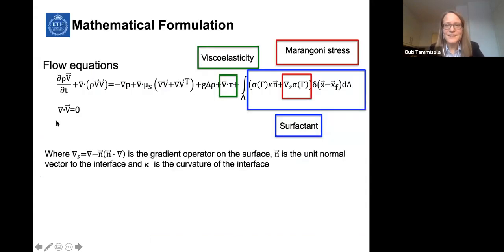Okay, so now a little bit about the flow equations that we are solving in this case. So now we have again incompressible Navier-Stokes. We have again a viscoelastic contribution here, the extra stress. But then we also have a surfactant contribution, which consists of surface tension, which varies along the surface depending on surfactant concentration gamma. But then we also have Marangoni stresses because of the gradient of the surface tension.